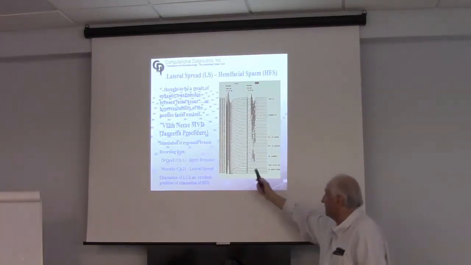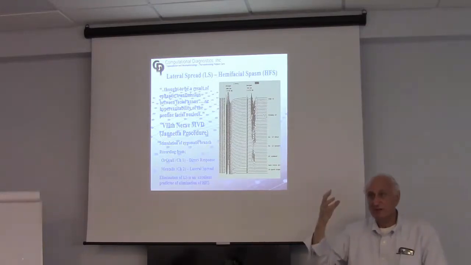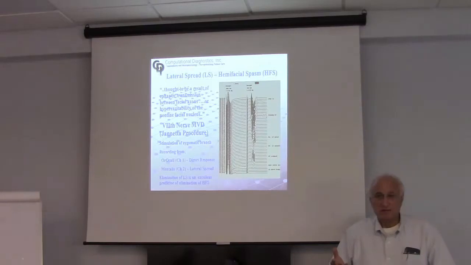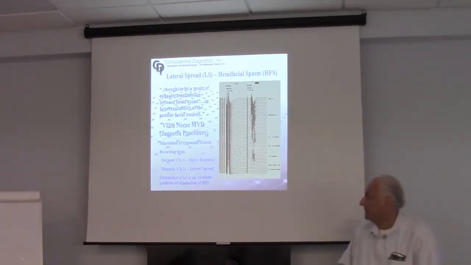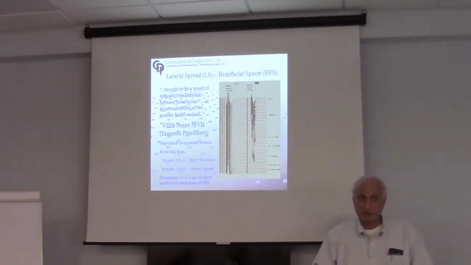When this thing goes away, if it's typical hemifacial spasm, namely it started in the upper regions of the face, you've got an 80% chance of having cured the patient. So that's what lateral spread is. It's this evoked EMG, which is produced in a very abnormal way. So you stimulate one branch, and it triggers a response in another branch, which shouldn't happen.